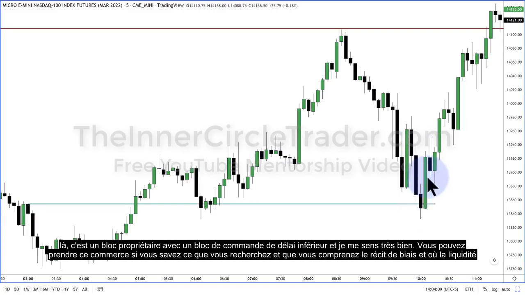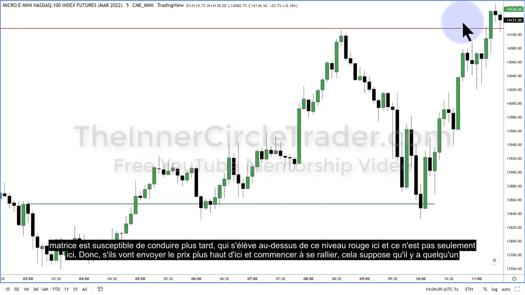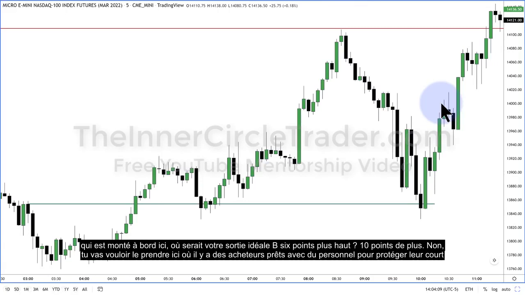You can take that trade if you know what you're looking for and you understand bias, narrative, and where the liquidity matrix is likely to lead to later on, which is drawing up above this red level here. Buy stops are above here. So if they're going to send the price higher from here and start rallying, that supposes that there's someone that got on board long here. Where would their ideal exit be?